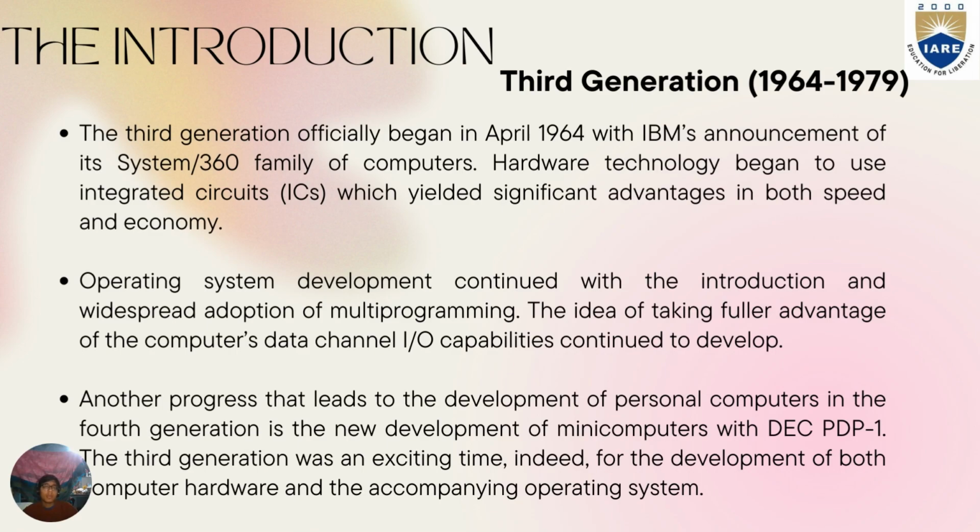The third generation officially began in April 1964 with IBM's announcement of its System/360 family of computers. Hardware technology began to use integrated circuits, which yielded significant advantages in both speed and economy. Operating system development continued with the introduction and widespread adoption of multiprogramming. The idea of taking full advantage of the computer data channel I/O capabilities continued to develop. Another development that led to the personal computer in the fourth generation was the new development of minicomputers with the DEC PDP-1. This generation was an exciting time indeed for the development of both computer hardware and accompanying operating systems.